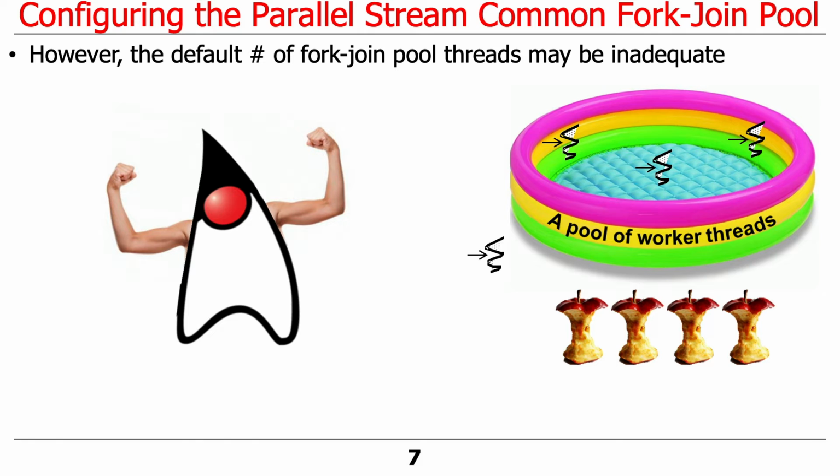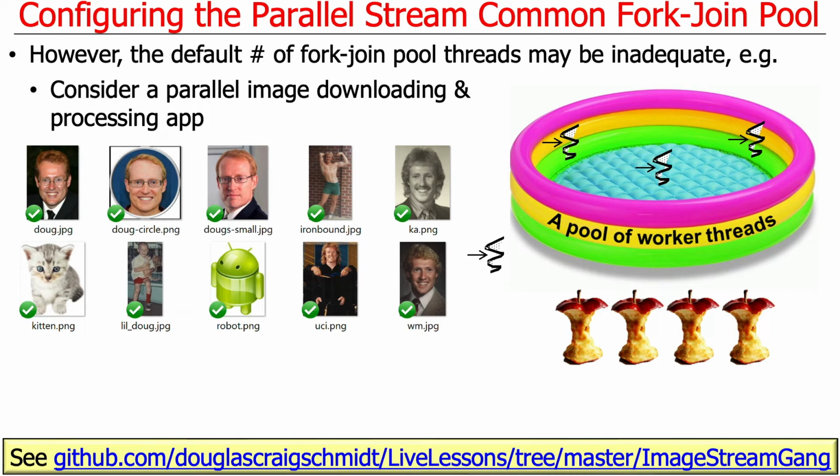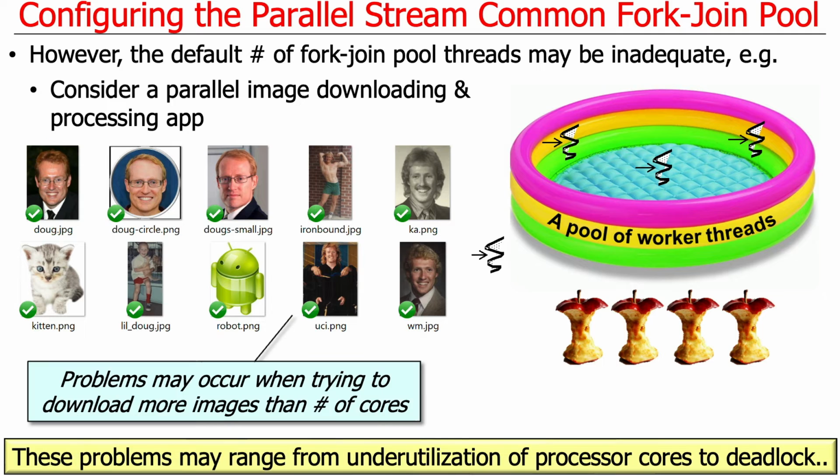However, the default number of common fork join pool threads may not be adequate. Why might that be the case, you may ask? Well, consider an app that's going to download and process images in parallel. You are aware of such an app because that's what you're doing for your assignments. I also have an example of this that we'll take a look at later called the Image Stream Gang case study, and it's pretty cool. It takes a bunch of images and processes them much like your assignment does.